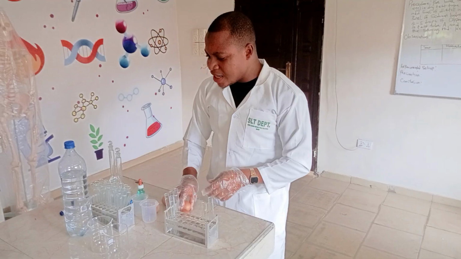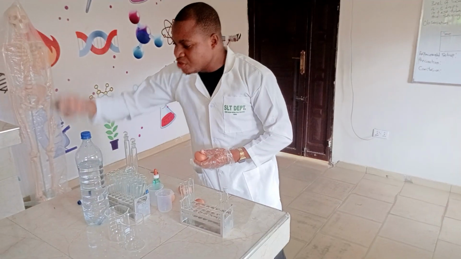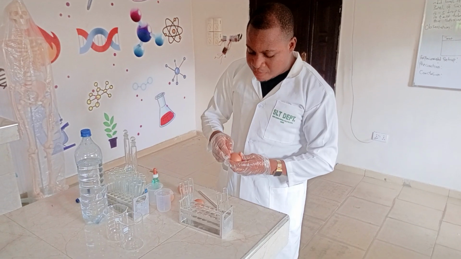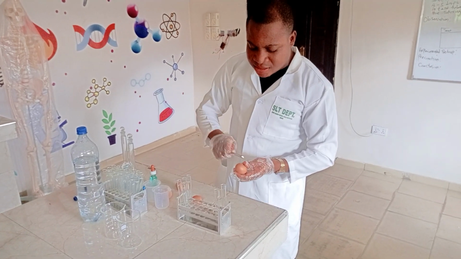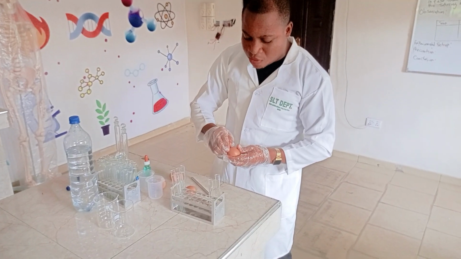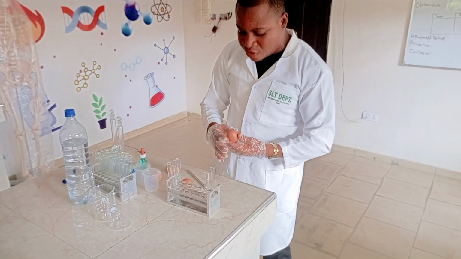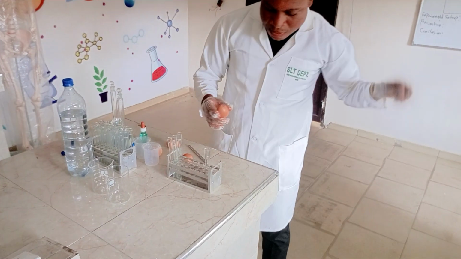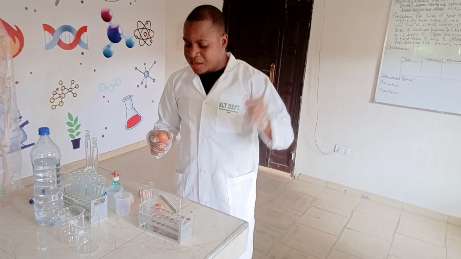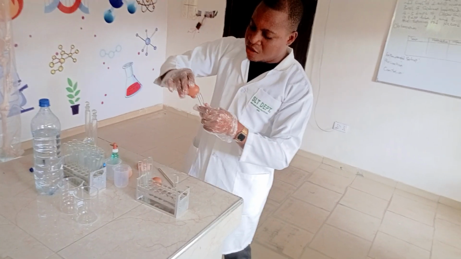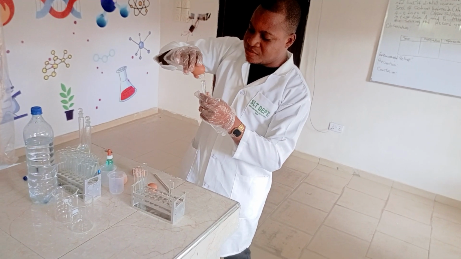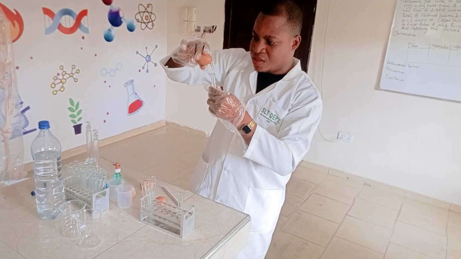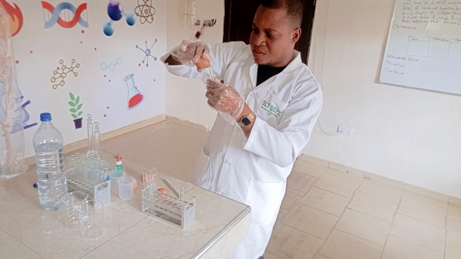I will start by cracking our eggs. I will use my stirring rod to crack the egg. I'm making use of only the egg white, the albumin. The egg white is another word for the albumin of the egg. Now, this is my test tube. This is test tube A. I will add my egg white solution here. The egg white solution is my test solution. Are you following? Yes, sir.